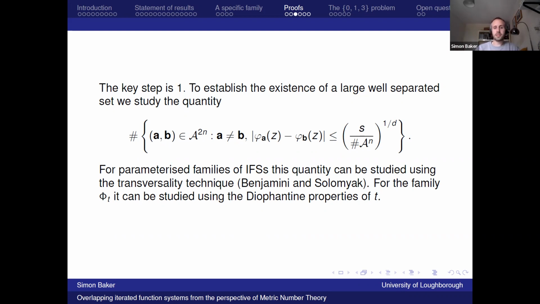This is using the transversality method due to Solomyak, and this originally appeared in the work of Peres and Solomyak. And then for this family, for which we are able to make these very precise statements, you can study this quantity just using the Diophantine properties of T. But the point is, this is a very amenable quantity to study using analytic methods. And if you can bound this, you can assert that there exist large, well-separated sets.